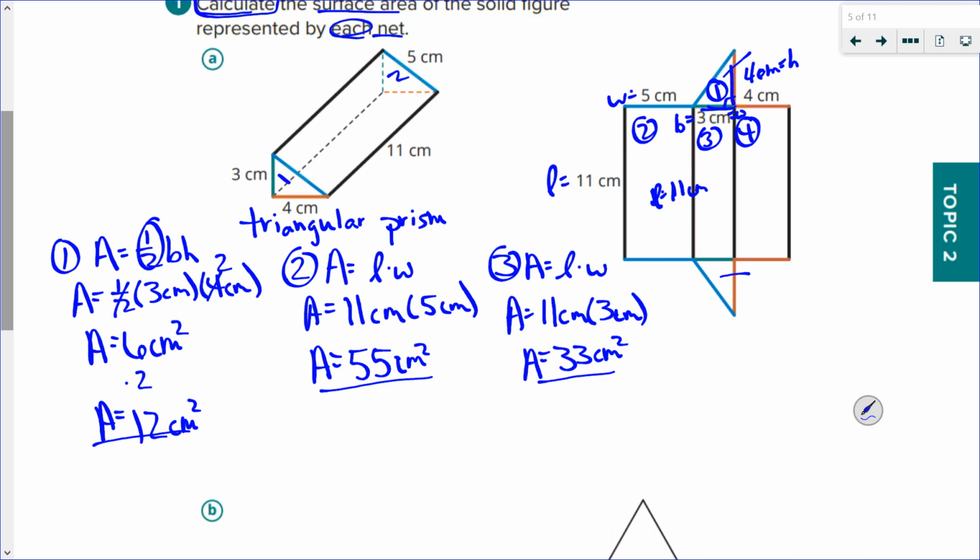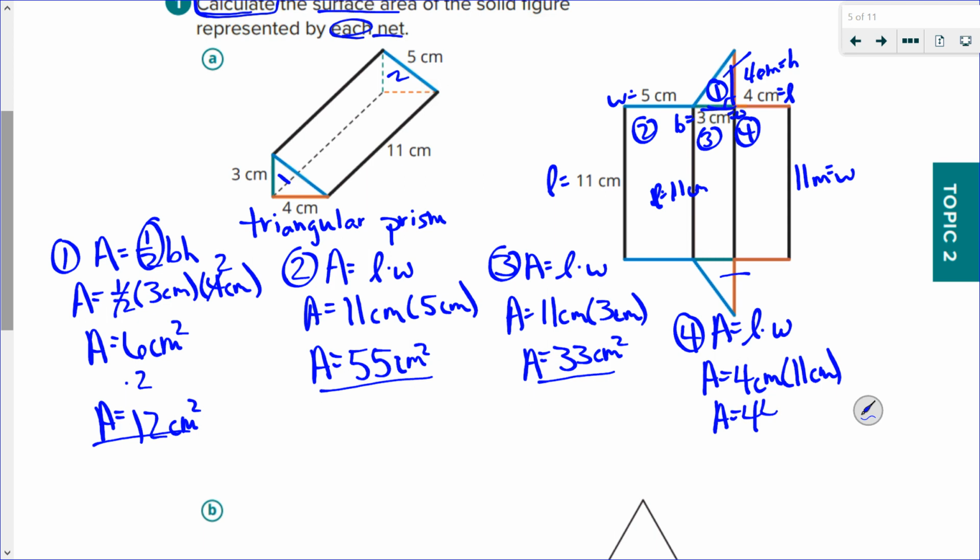How many of that type of shape do I have? Just the one. Liam, are you getting all this written down? Then I have our 4 shape, another rectangle on the end. I have a length of 4, a height of 11. Length times width gives me 4 centimeters times 11 centimeters, or 44 centimeters squared. So I've now found the area of every piece of this.